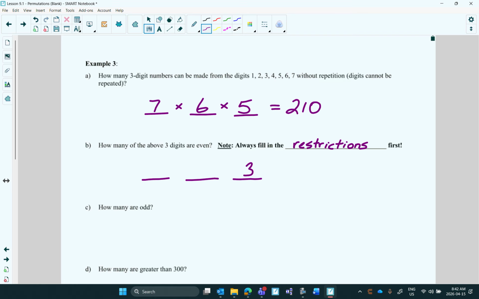Now I've used the digit up, I can go back here. How many is there? I can use any digit now, but I've already used one. 6. I've used another one. 5. And multiply. So we get 90.